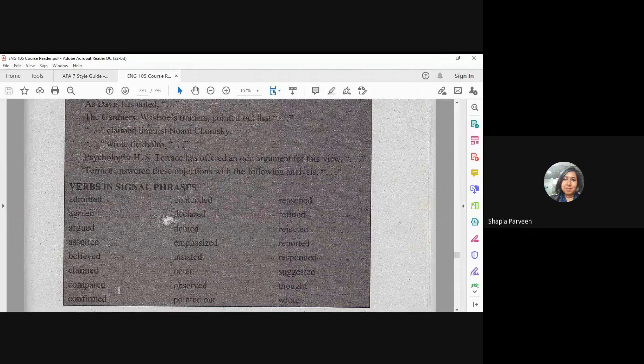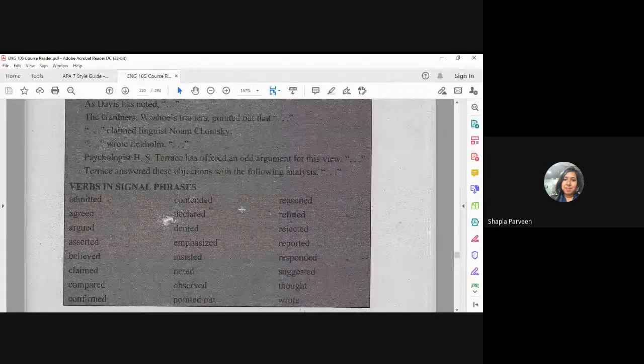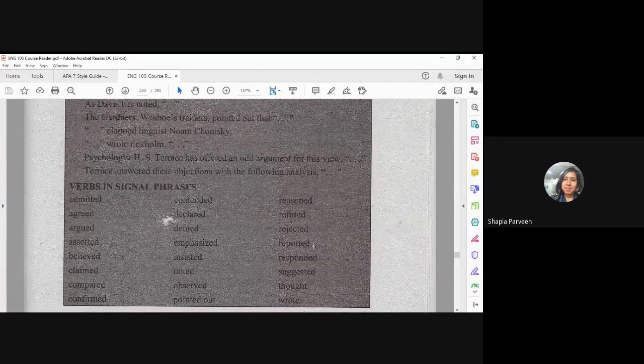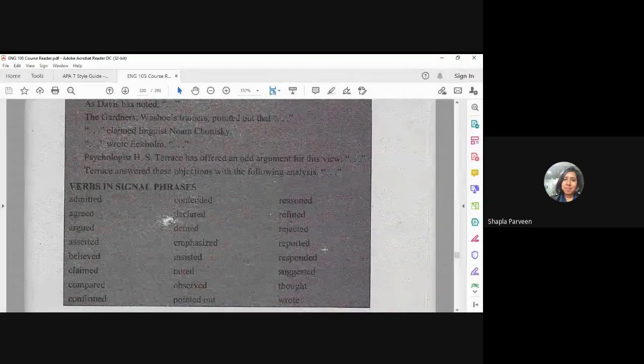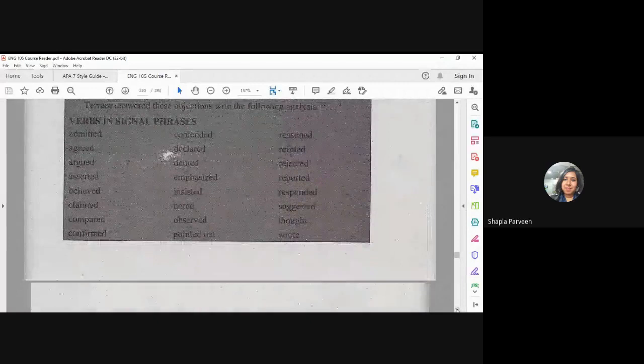Try to use "write" if you want to. He or she is comparing. Confirmed that, contended, or according to Davies. That's a common one. Denied, emphasized, insisted. All these verbs you can use in the signal phrase. Suggested that, reported. These are some common ones. Reported, claimed, agreed, argued, asserted. Right? So use them in your writing.